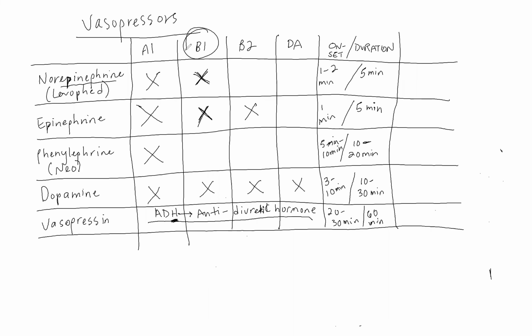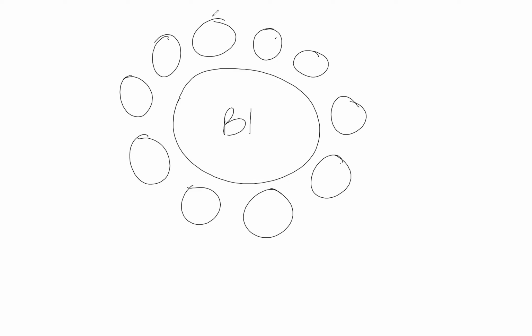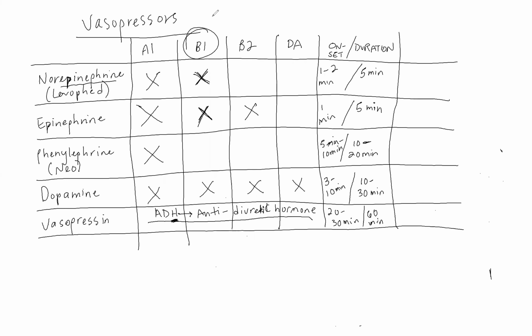Now I'm going to talk about this receptor right here, this beta-1 receptor. I'm going to pretend that this beta-1 receptor is a table, and at this table I've got 1, 2, 3, 4, 5, 6, 7, 8, 9, 10 seats at the table. Okay, 10 seats. What you'll notice about this beta-1 receptor is that there are several drugs, norepinephrine, epinephrine, some of the inotrope medicines, that will be activating the beta-1 receptor.